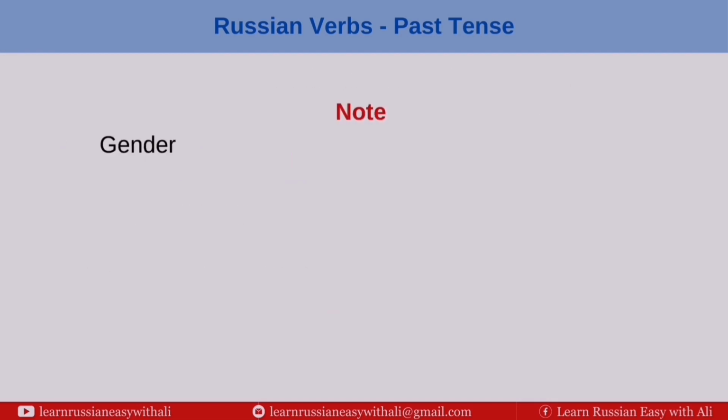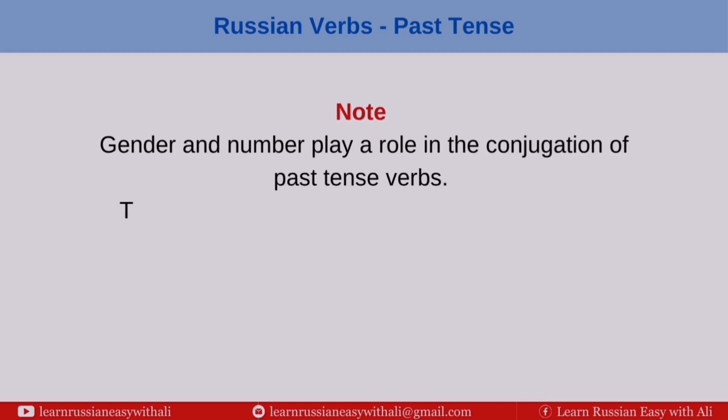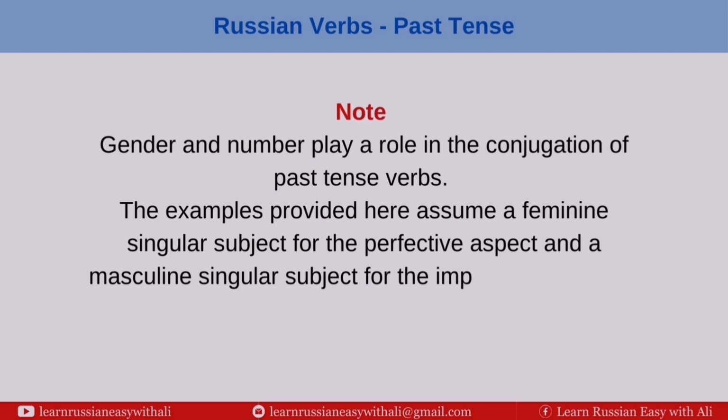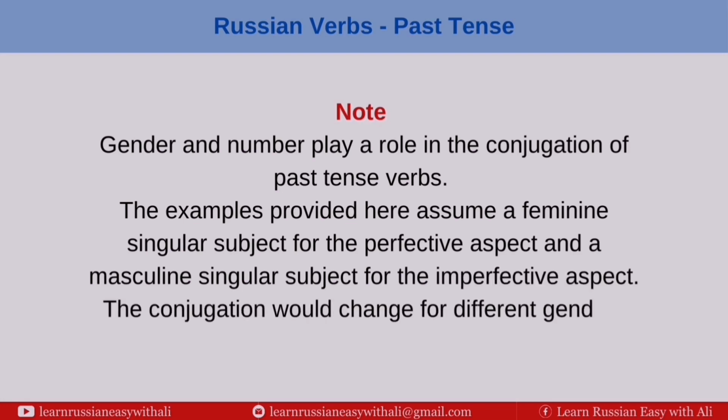Gender and number play a role in the conjugation of past tense verbs. The examples provided here assume a feminine singular subject for the perfective aspect and a masculine singular subject for the imperfective aspect. The conjugation would change for different genders and numbers of subjects.